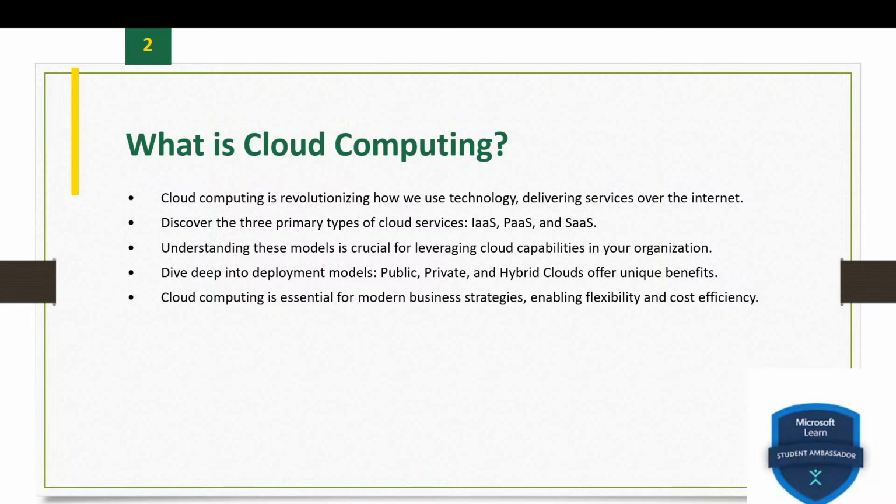And final one is multi-cloud. It involves using multiple cloud services from different providers. Organizations might use one cloud for IaaS and another for SaaS, optimizing performance and cost. For example, using AWS for storage and Azure for AI services. And key benefits of cloud computing. First one is cost efficiency. Reduces the need for capital expenses on hardware and software. You pay for what you use.